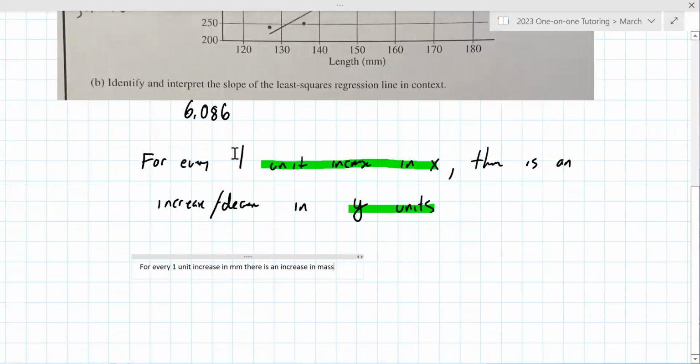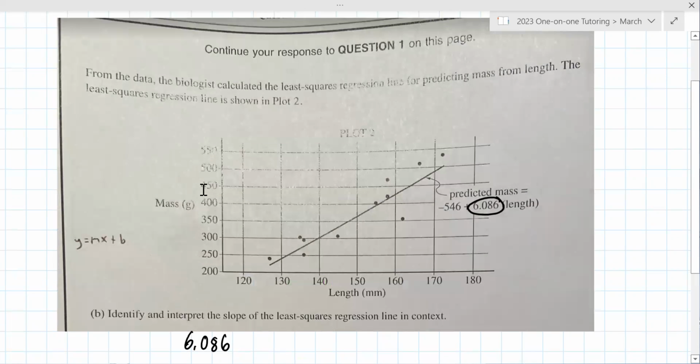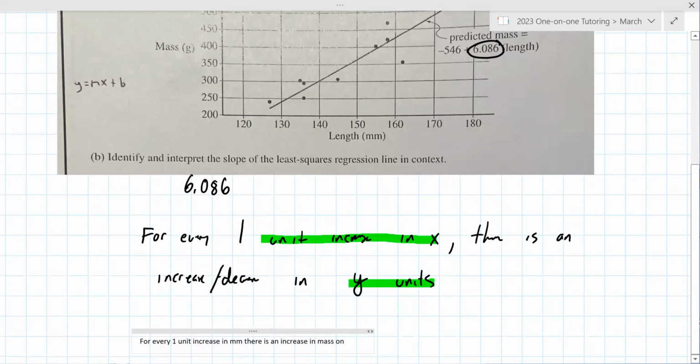Whatever the units of mass are in this problem, grams. Yeah, that's about right. Any questions on that before I move on? No, that looks right. It's just kind of jogging up the old memory thing.